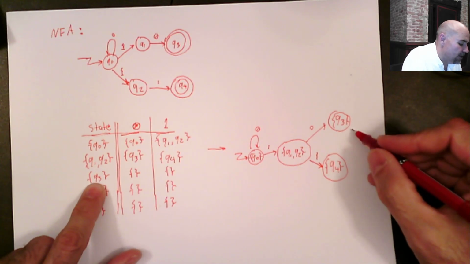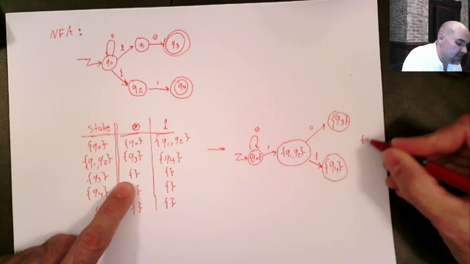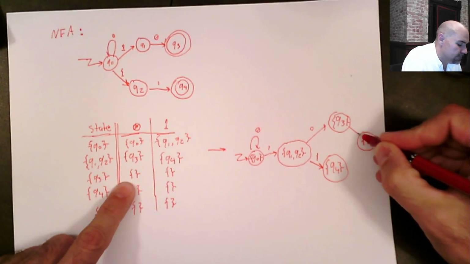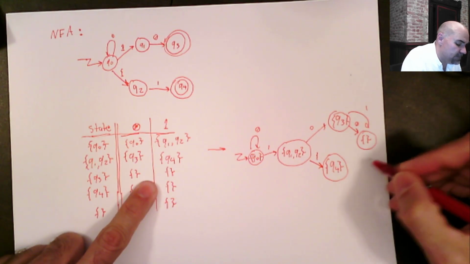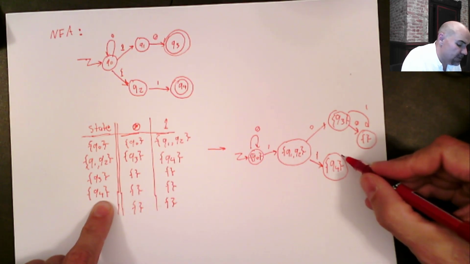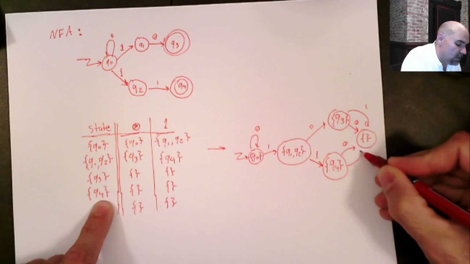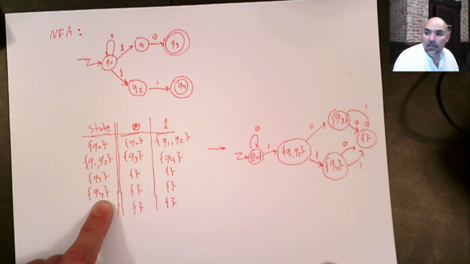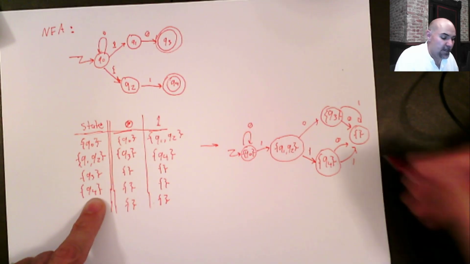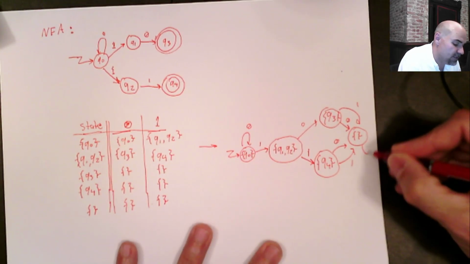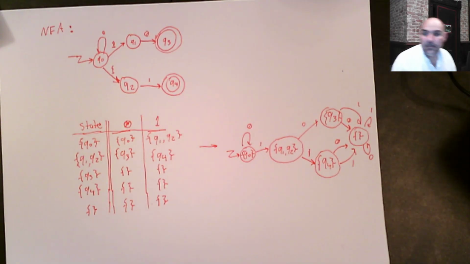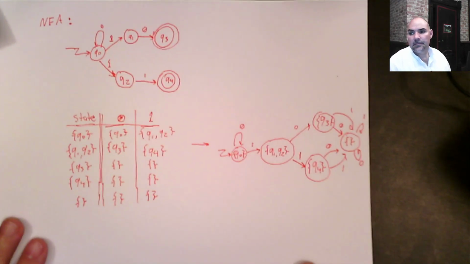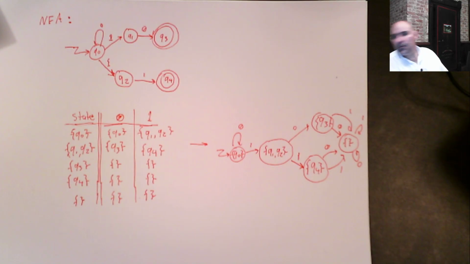And then Q3 on a 0 goes to empty set. So let's draw that. That's on a 0. On a 1, it also goes to empty set. Q4 on a 0 goes to empty set. On a 1 goes to empty set. And then finally here, we have empty set going back to itself on a 0, and going back to itself on a 1. And I apologize for using a red pen. I should probably use a black one. It's a little bit hard to see.